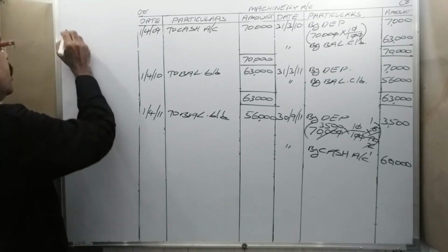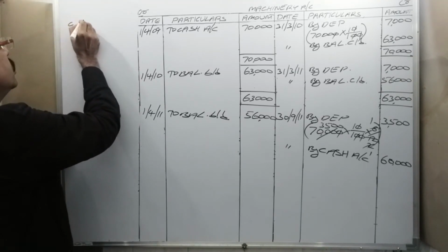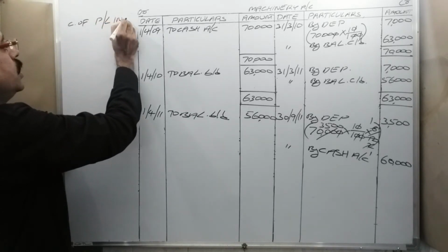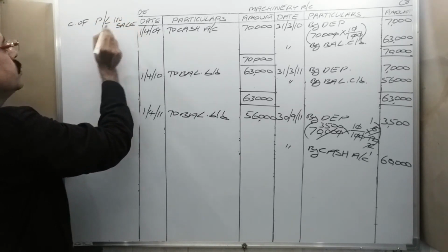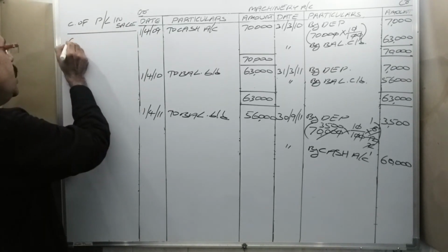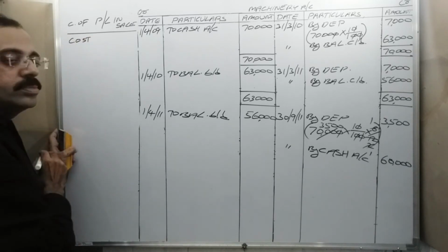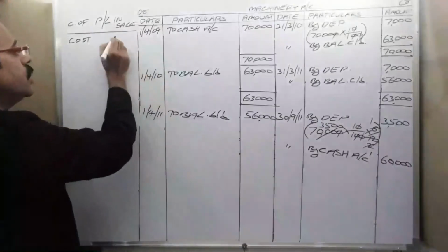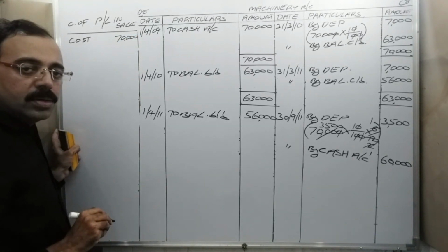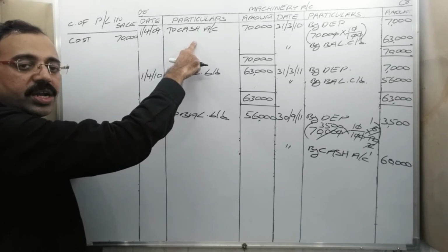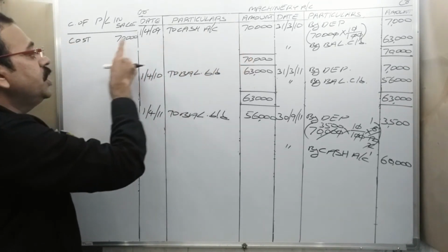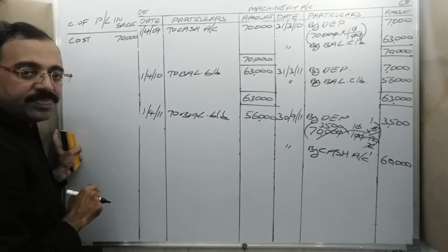So put the heading, calculation of profit or loss in sale. Procedure is, first you have to take cost. Cost is 70,000 rupees. If installation charges are given, for example, installation charges 5,000 rupees, then here 75,000 we have to take.